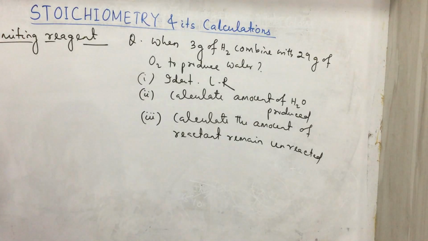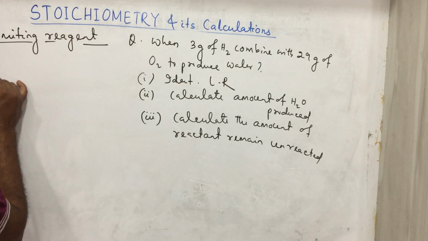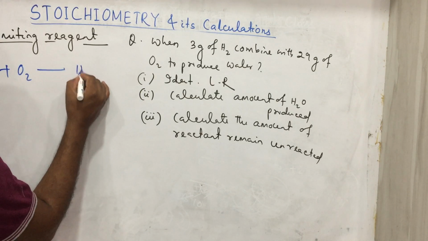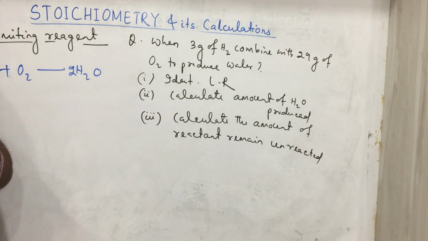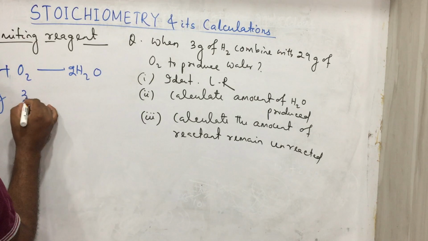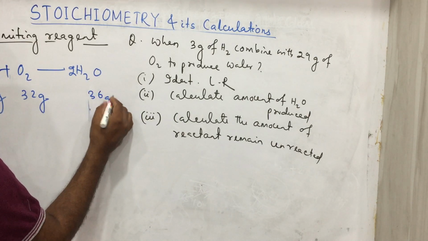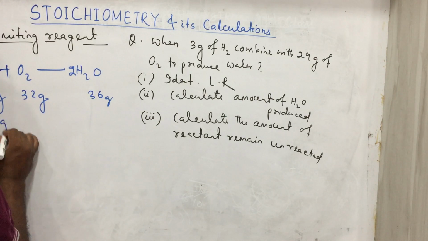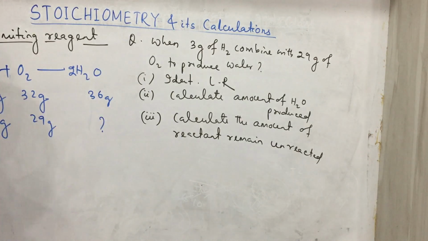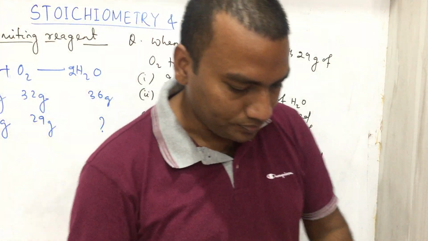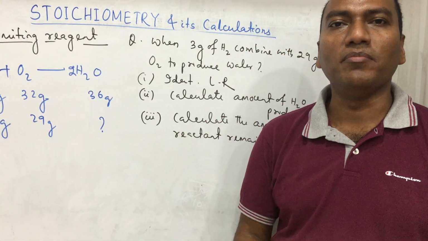Okay, so come to our format. First write the equation. So the equation is H2 plus O2 gives rise to water. Balance it. Okay, next write the mass. So it is 4 gram, it is 32 gram, it is how much? 36 gram. Hydrogen is given 3 gram, oxygen is given 29 gram. The question is asking how much amount of water is produced. Clear now? So see, first, what is the meaning of a limiting reagent?